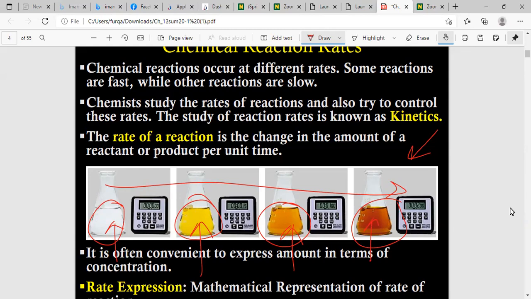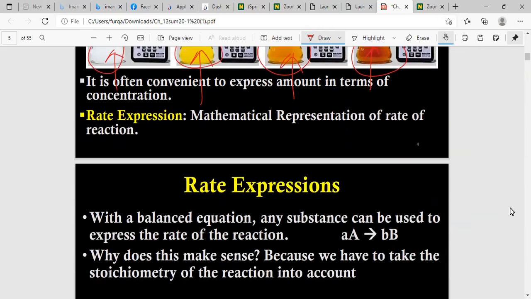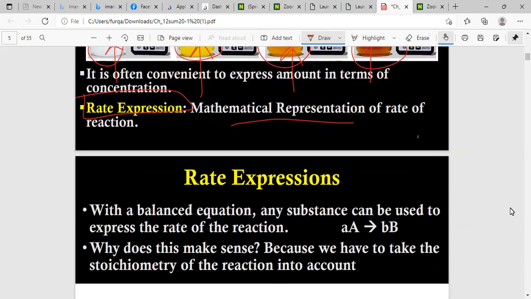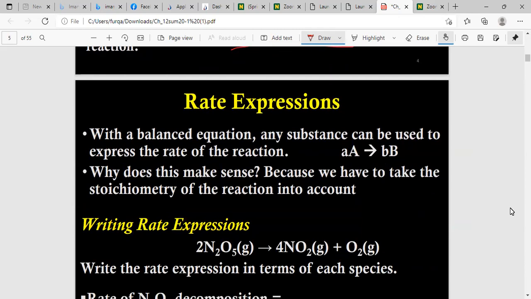So the concentration of reactants goes down as time progresses, while the formation of product goes up. So they go side by side. What we can do here is write down the rate expressions, and these are just the mathematical representation of rate of reaction. How do we write it? We have to look at a balanced chemical reaction for that. There are different terminologies in this chapter where we are talking about rate expressions, and then we're going to talk about rate laws. These are two different things: rate laws versus rate expressions. Right now we are talking about rate expressions.